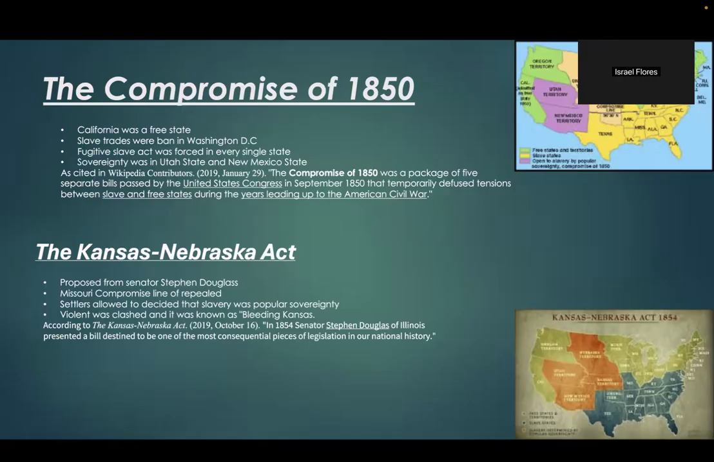the quote, you guys can read it, and it's a very great quote to understand what the 1815 meant. The Kansas Nebraska Act was about the proposal from Senator Stephen Douglas, and there were many bullet points that I put out about the senators allowing people to decide that slavery was a popular thing that was going on. And a quote that caught my attention was, according to the Kansas Nebraska Act of 2019 on October 16. And I'll give you guys a second just to read it.